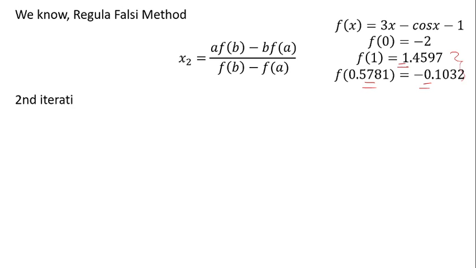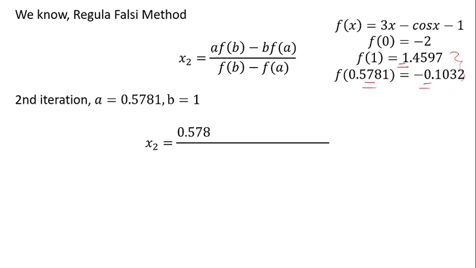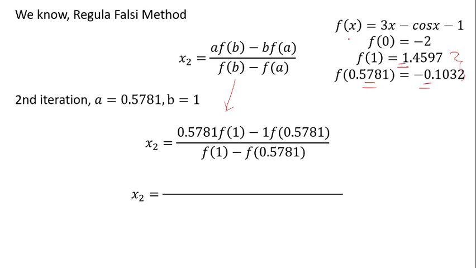So let us solve the second iteration now. We know the value of a is 0.5781, b is equal to 1. Therefore, x2 is equal to: put the value of a and b in this formula. We'll get 0.5781 into f of 1 minus 1 into f of 0.5781, divided by f of 1 minus f of 0.5781. So solve now. We know f of 1 is equal to this. Then substitute the value here.